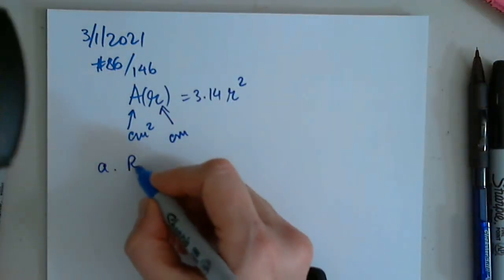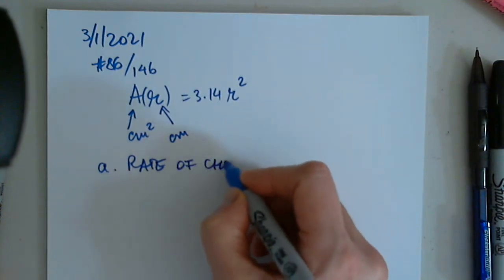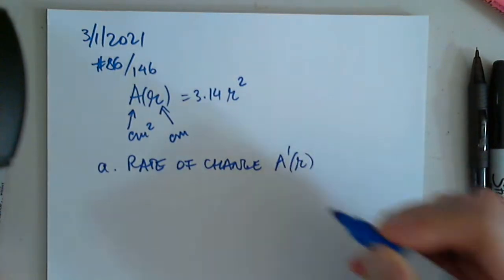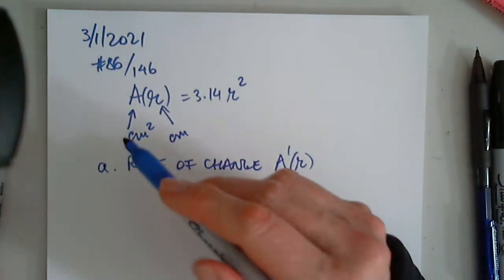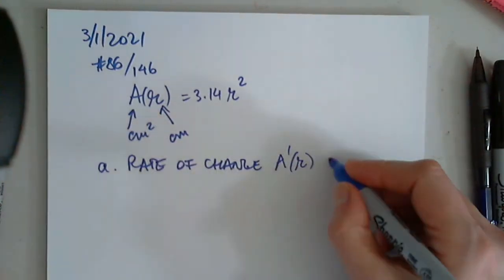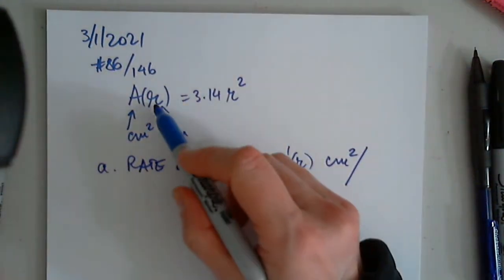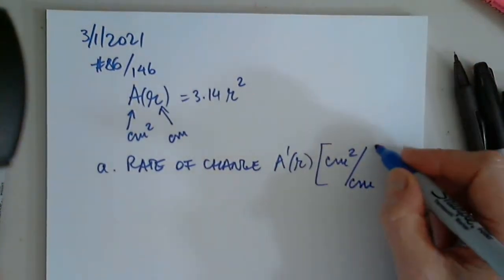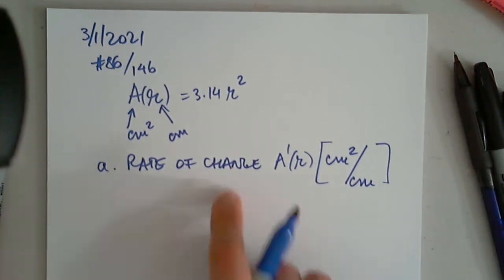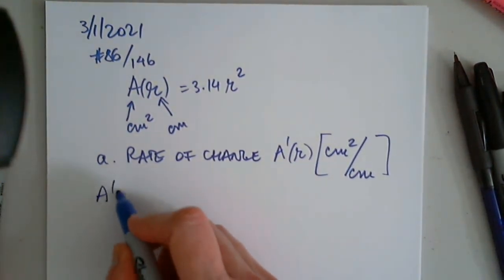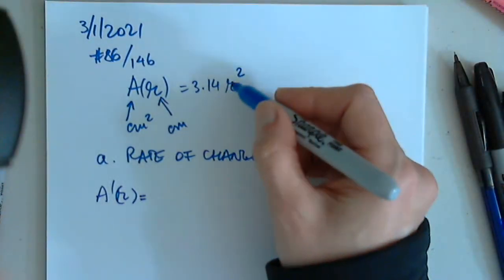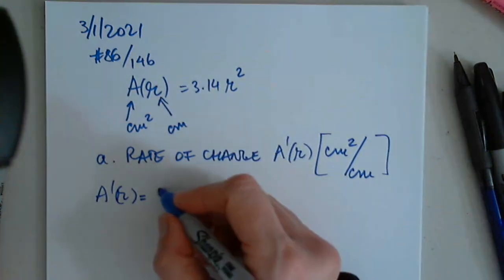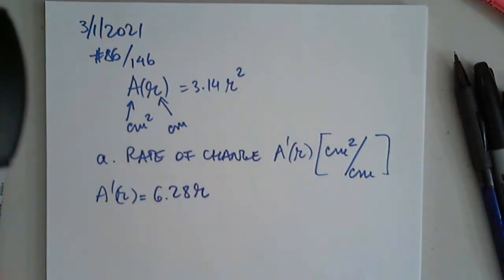I'm asked to find the rate of change, in other words, A prime. The measurement unit will be the measurement unit for the y variable divided by the measurement unit of the x variable. So A prime of R will be, this is a constant times a function, the power comes in front, and I multiply by 2. So this is 6.28 times R.